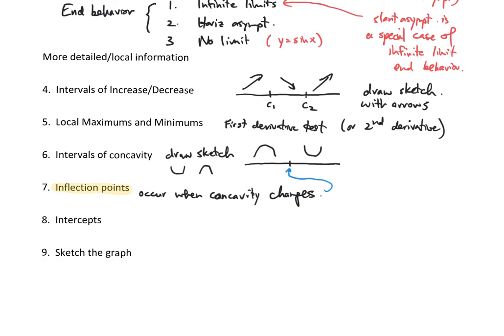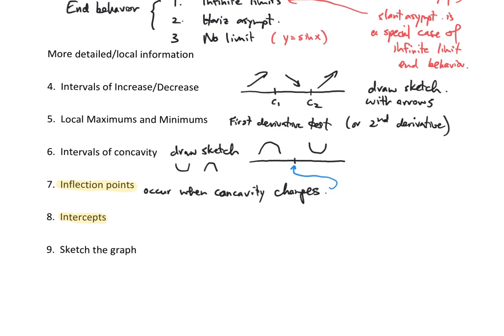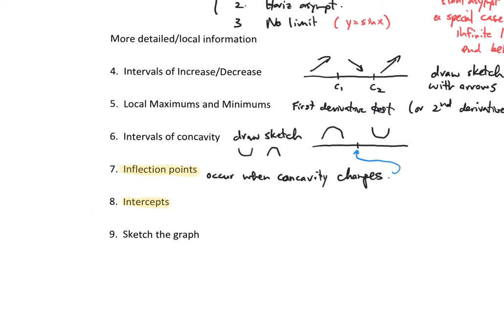We have intercepts, the x and y intercepts. These are also points that anchor the graph. So let me write a little note there. These are points that anchor the graph, right?